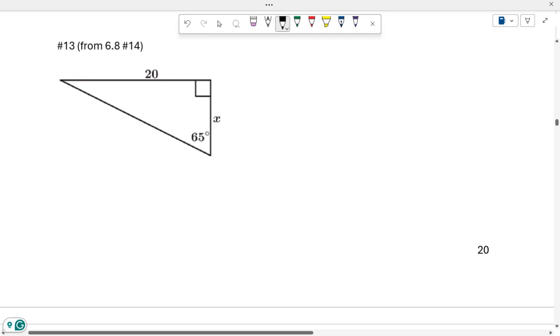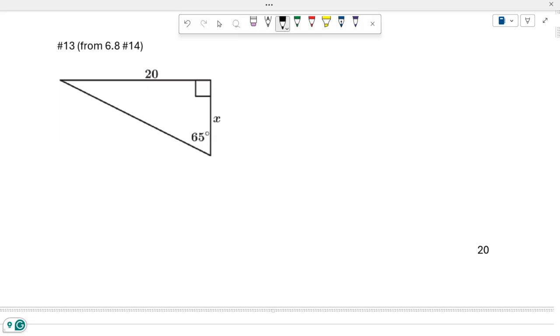Question number 13. For 13, we are, again, given one of our acute angles. We're given one of our sides. In this case, it's a leg. And we're solving for x, which is another leg. I recommend that you just stick with the angle that you're given, which is 65. The blank side is always the hypotenuse, regardless of what angle you're talking about in this problem.